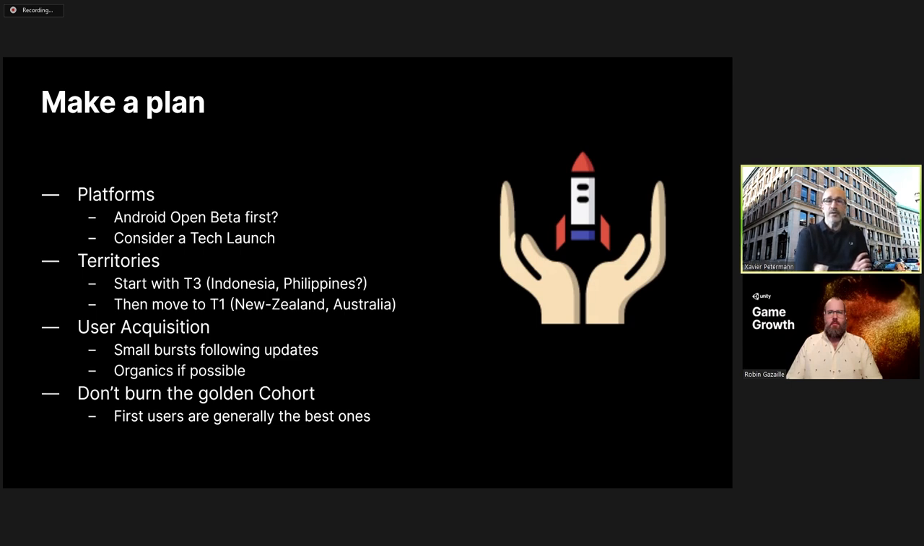And in order to make a plan, a couple of things you should really look at. The first one is obviously platforms. You don't necessarily release on iOS and on Android and in all countries and on all users at the same time. Probably you want to start with a tech launch, maybe just on iOS, maybe just on Android, probably not both, to at least start to figure out, is your game working? Is it too buggy? Can users actually understand what's going on? So you'll limit your risks by starting small.